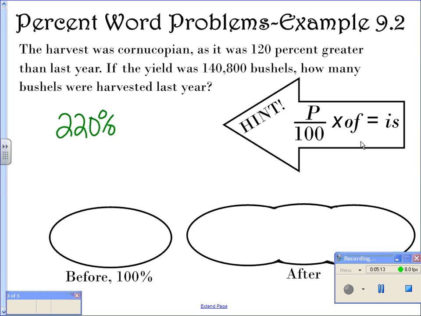Yeah, yield means what they ended up with at the end. Oh, okay. So 220% is our percentage. What is our of, or our whole, going to be? Do y'all know? Did you say W? Oh, I guess for whole. Yeah. Okay. And then what would be our part?